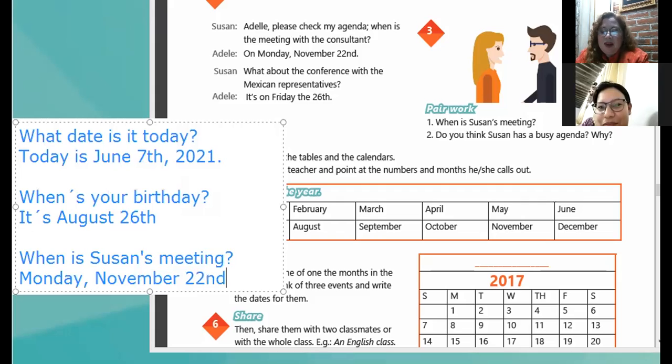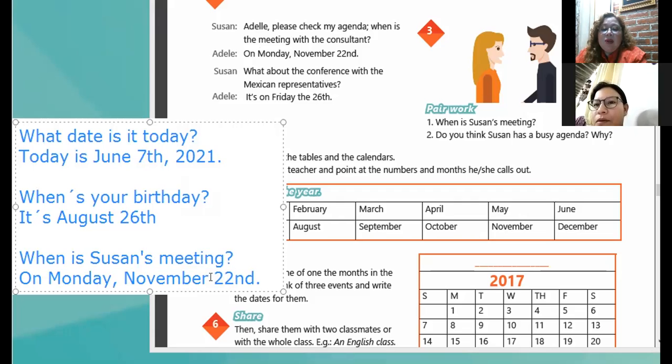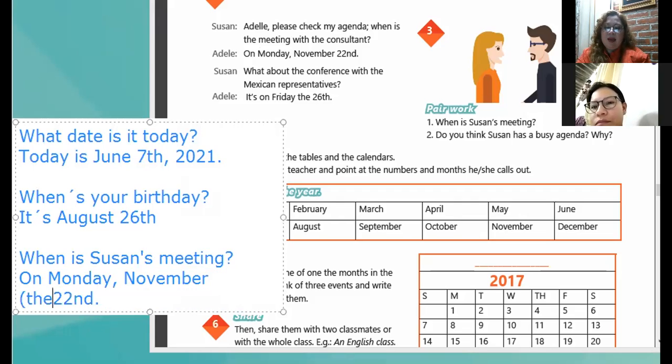Pero veamos algo bien importante. La preposición. Mire, aquí on. En la respuesta de ella dice on. Eso es importante cuando nosotros contestamos. Mire, on Monday, November the 22nd. Aquí, cuando lo pronunciamos, usted podría decir the. ¿Qué es lo más normal que usted va a escuchar? Se lo digo porque cuando usted escuche a alguien diciendo algo, se le va a confundir. Es esto lo que se dice: the 22nd. So, when is Susan's meeting? On Monday, November the 22nd.